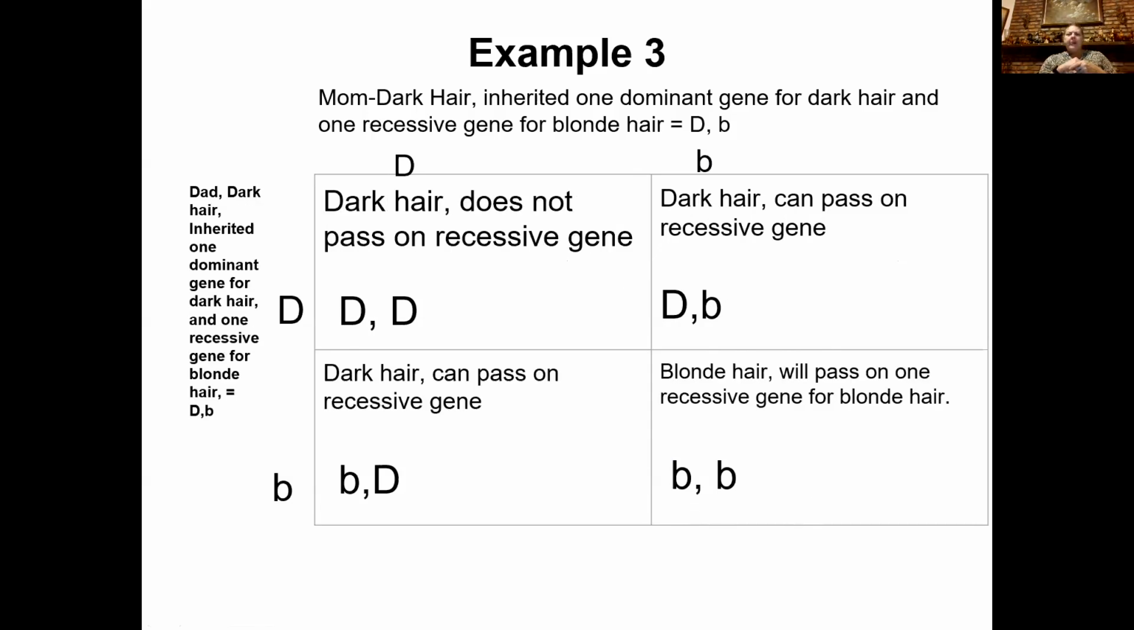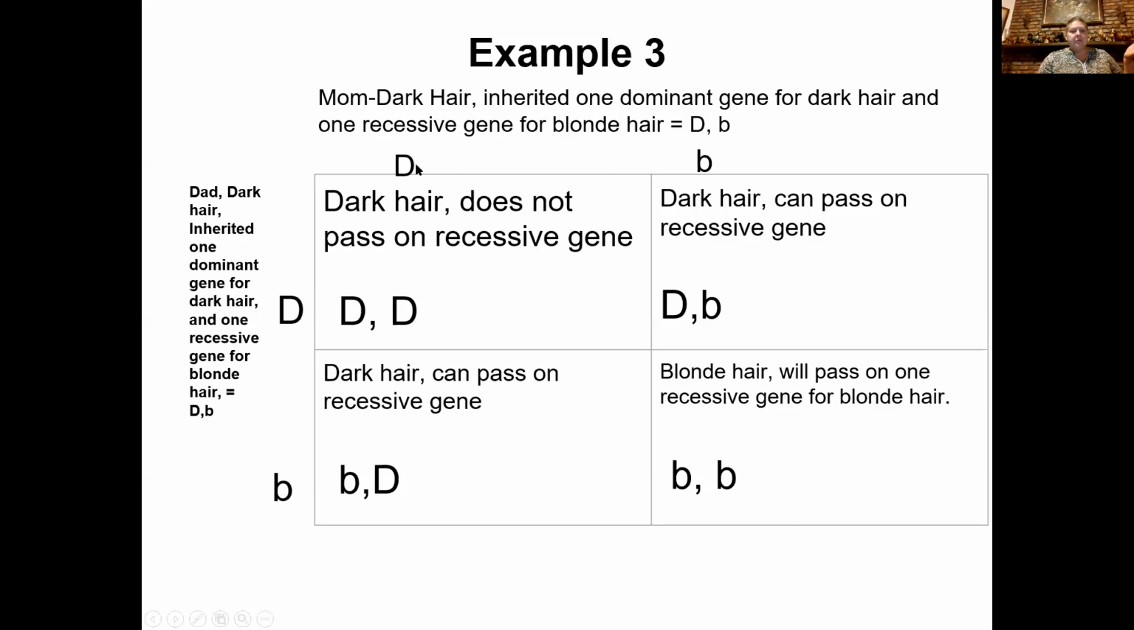Here's our third example. Our third example is we have 2 parents now that have dark hair. This is a mom with dark hair and a dad with dark hair. However, mom's phenotype is dark hair, but her genotype includes that recessive gene for blonde hair. Same thing with dad. He has a phenotype of dark hair, but his genotype includes that gene for blonde hair. So here we have that dominant gene for dark hair and the recessive gene for blonde. So let's see how this pans out.